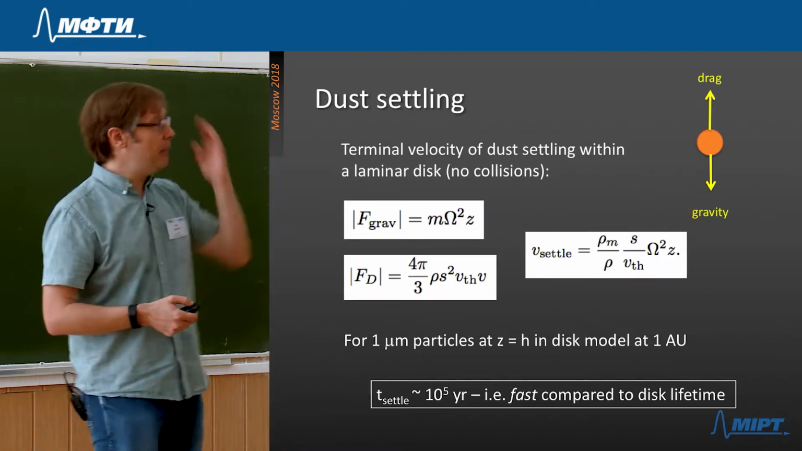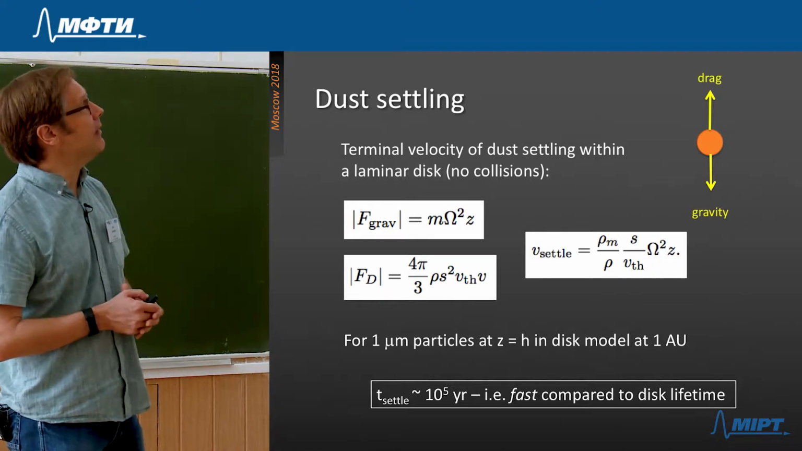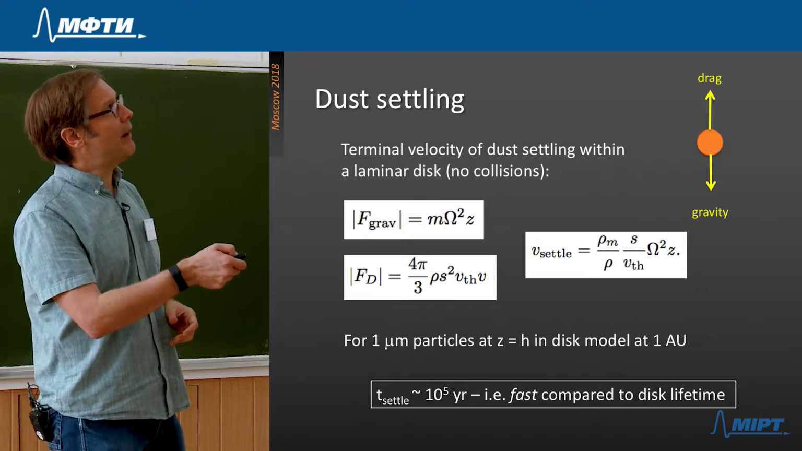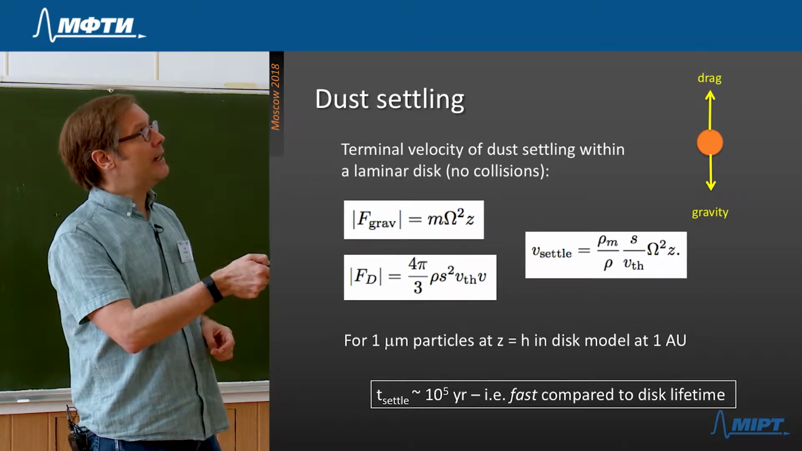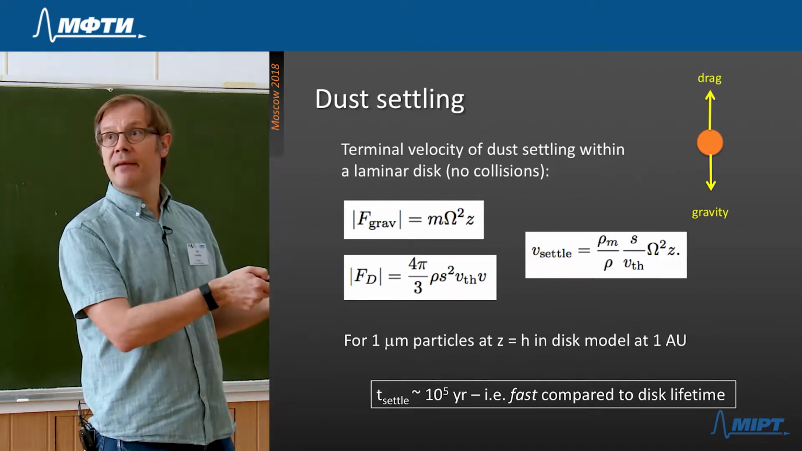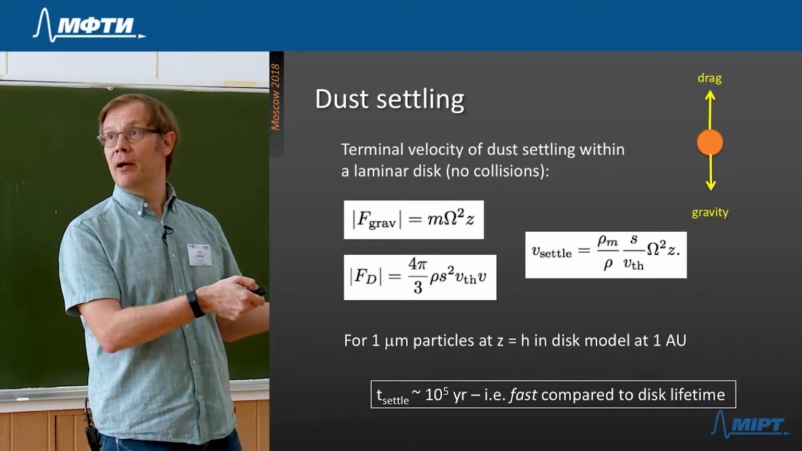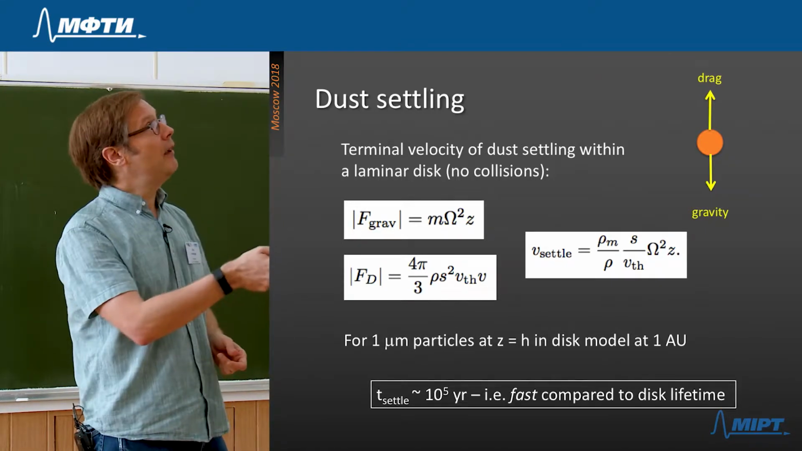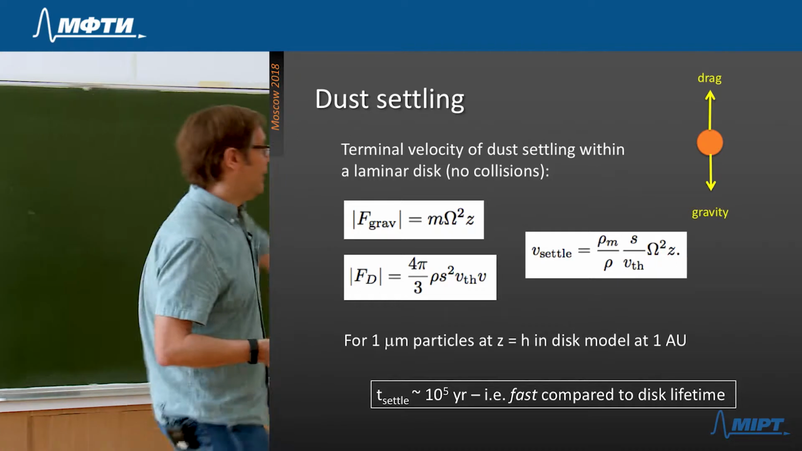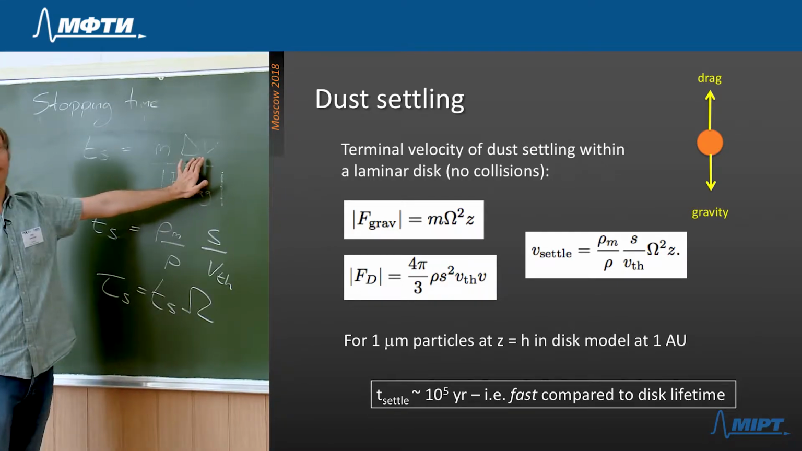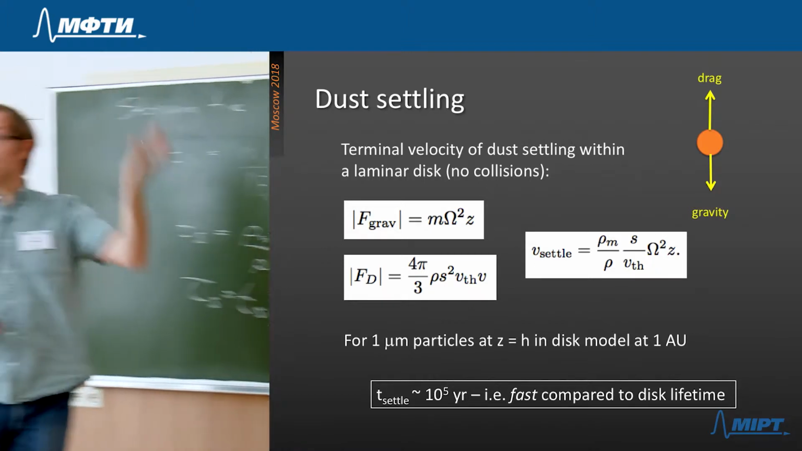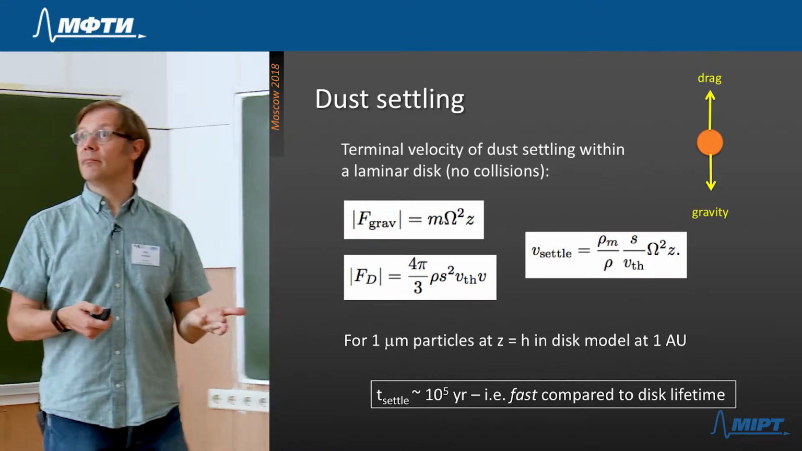But let's start with the simplest thing, dust settling. Here we have this particle sitting above the midplane of the disk. It starts falling towards the midplane under the action of gravity, which is not opposed by a pressure gradient. Obviously, once it starts falling, it picks up a delta V and feels some drag, and therefore there's a drag force which is opposing the settling.